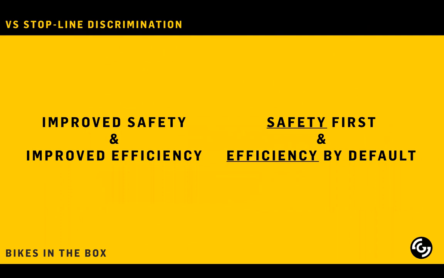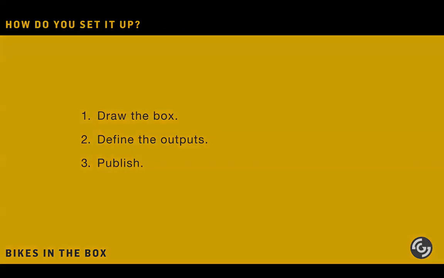How you set up bikes in the box couldn't be simpler to set up or to understand. It's a three-step process: draw the box, just like you've drawn any other zones, define the outputs, and publish the changes. Let me walk you through what that looks like.